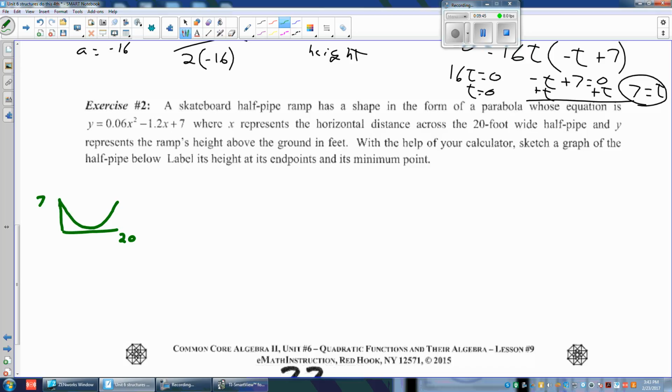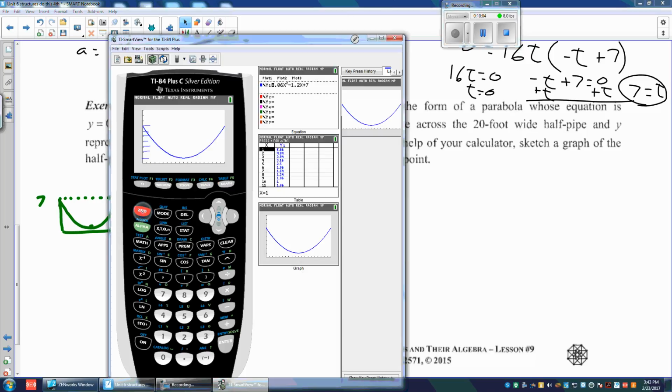There we go. That's 7 high. With the help of your calculator, sketch the graph of the half pipe below. Label its height at its endpoints, 7 feet for both of them, and its minimum point, that point right there. It said with the help of your calculator.